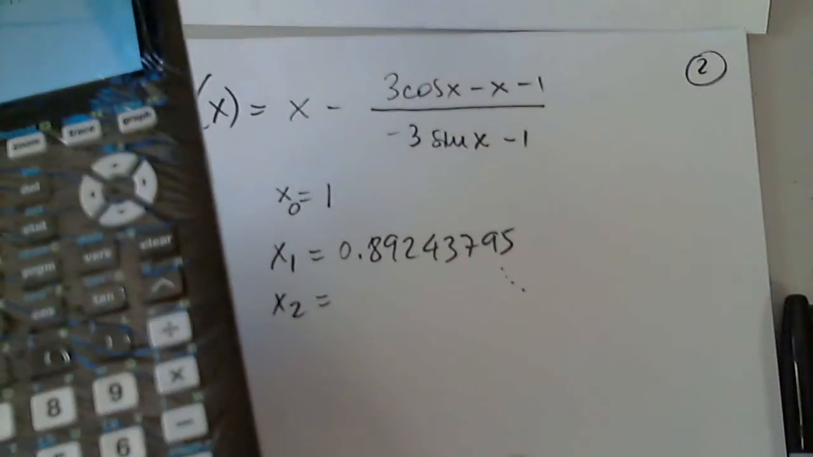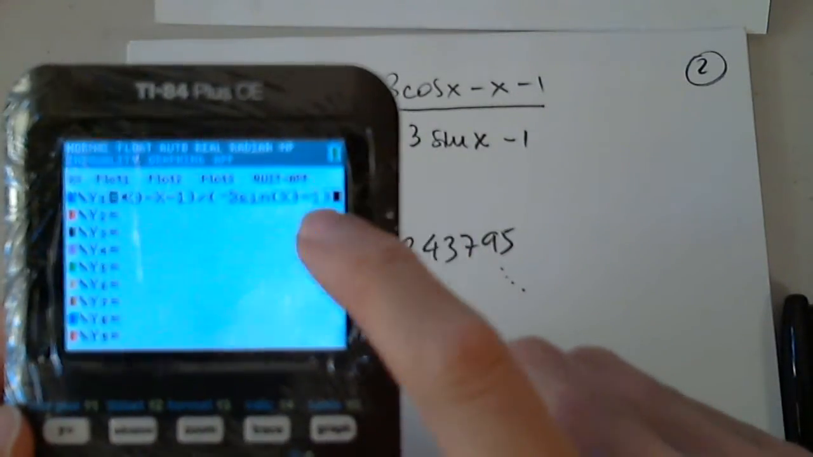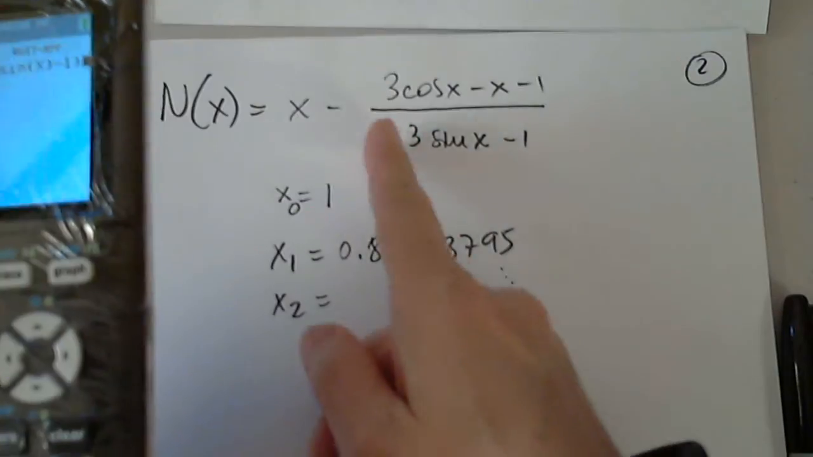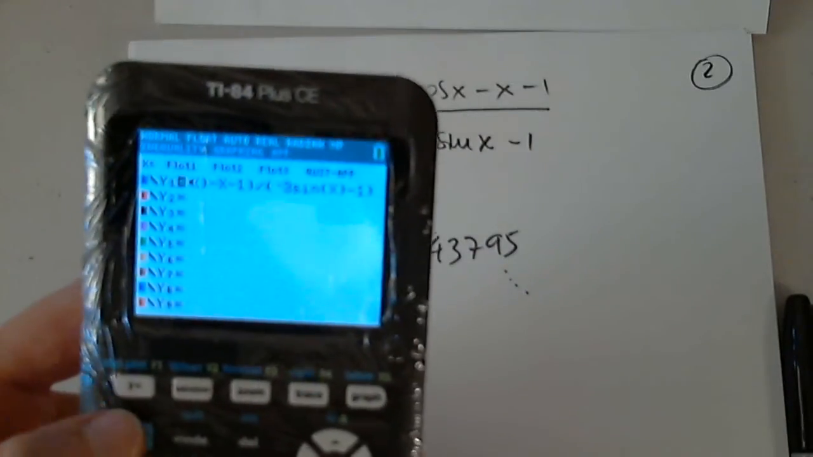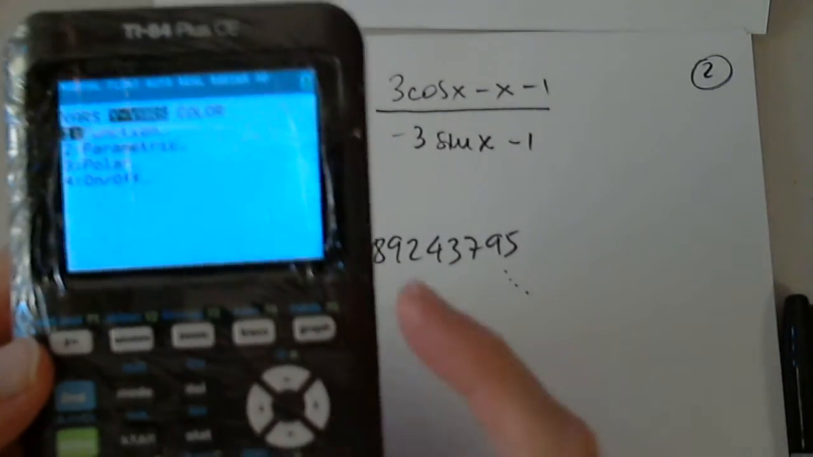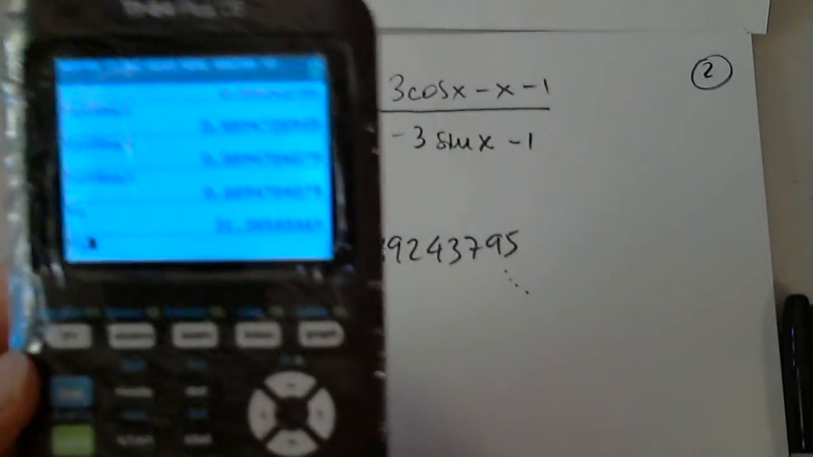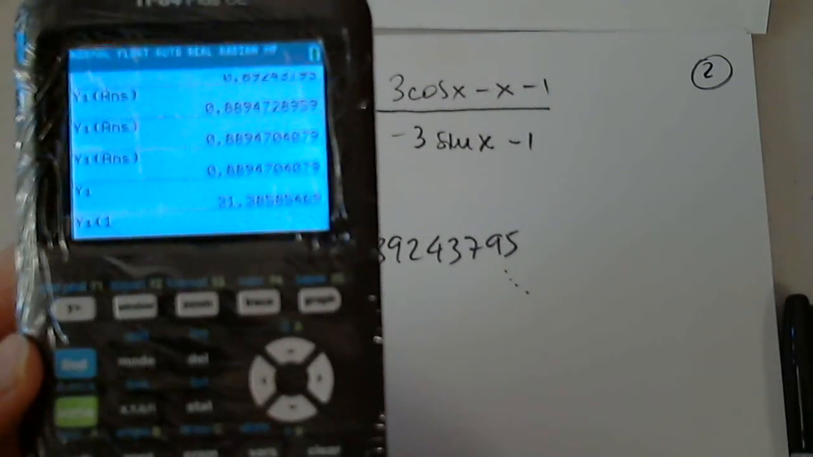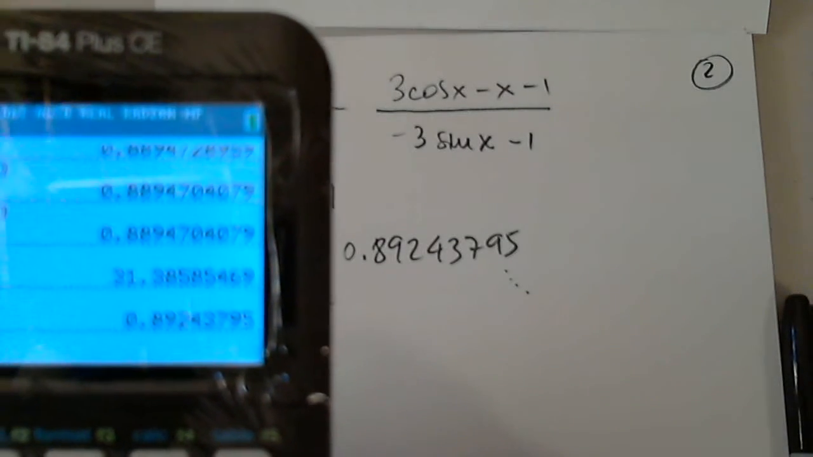Yep, that's it. Close the parenthesis, divide by, and now in parentheses, open up another. You start with this negative, right? -3 sine x, close the parenthesis, and -1 and close the parenthesis. Yeah, you need parentheses around the denominator and parentheses around the numerator. And now when you go to variables and you plug in 1, you will get 0.8924375.